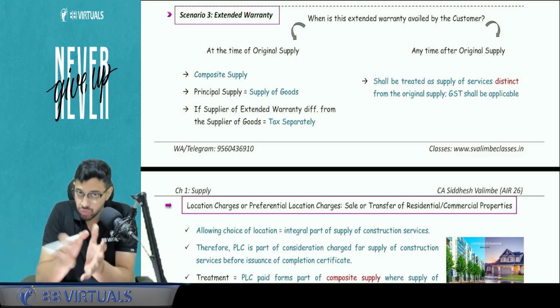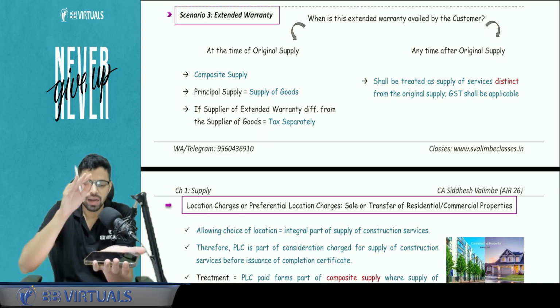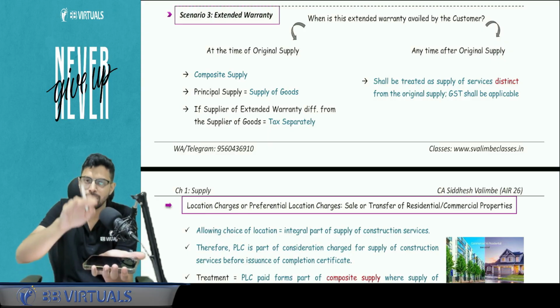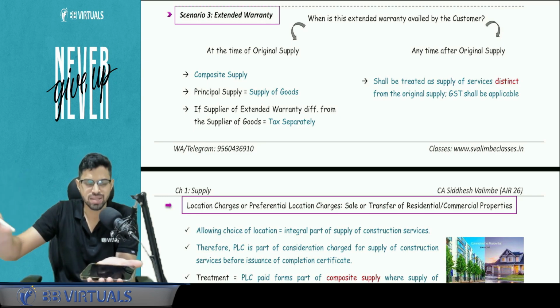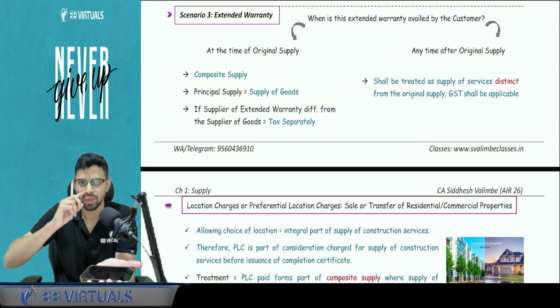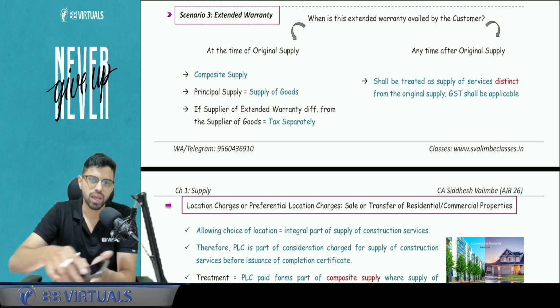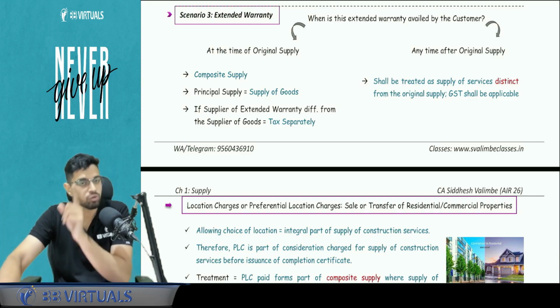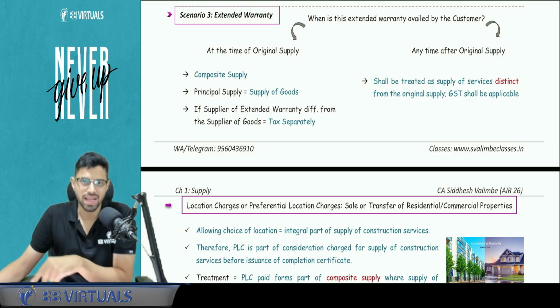But if at the time of the original purchase, let's say this is a phone of Vivo, and while buying the extended warranty, I buy the warranty from, let's say, Redmi. I'm just taking a vague example, just trying to differentiate the names. So if you're buying from someone else, then that will not be a bundle. Regardless of buying at the same time, if you buy from some other person, that is not a bundle. So in that case, the warranty will be taxed separately.